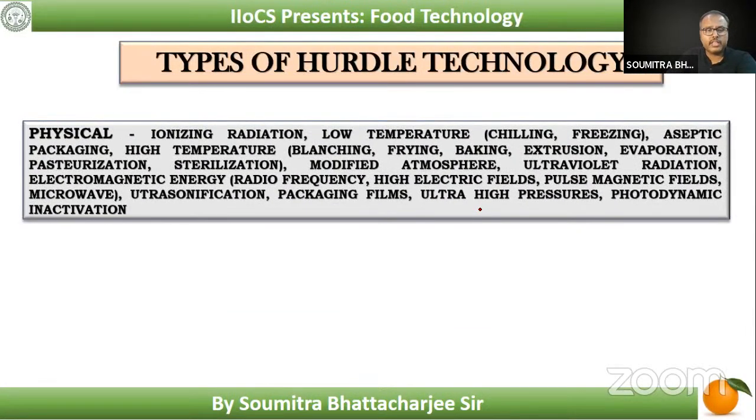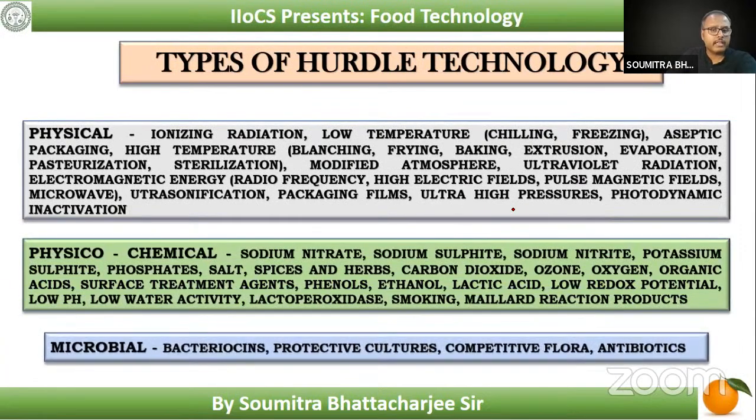So there can be three major types of hurdle technology. The first one, we represent as the physical type of hurdle technology. The second one, we represent as physicochemical. The third one, we represent as the microbial form of hurdle technology. Now, the physical form, what is happening? Ionizing radiation, low temperature, then high temperature, modified atmosphere, ultrasonic, all these physical, physiological processes are the types under the physical form of the hurdle technology.